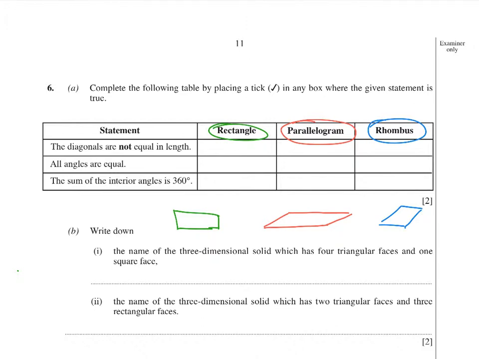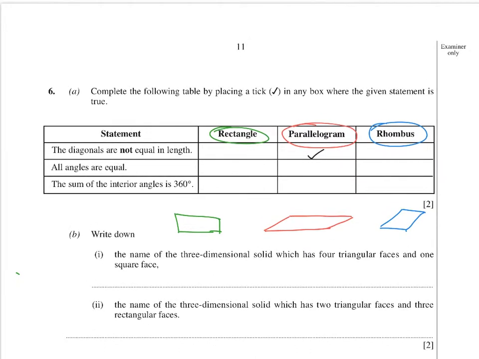So let's tick off the ones that make sense. The diagonals are not equal in length. Well, if I looked at my rectangle, that there and that there would look the same. So that's not true. I'm not going to tick it for the rectangle. For the parallelogram, that side there's obviously really short, whereas this one is really, really long. Much longer than this distance here to here. So they are not equal in length, so I'm going to tick it. Same thing here. Look, really close together. Here and here, much further apart. So I'm also going to tick it for the rhombus.